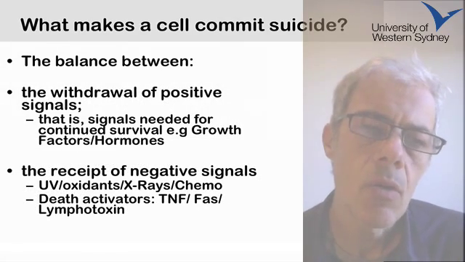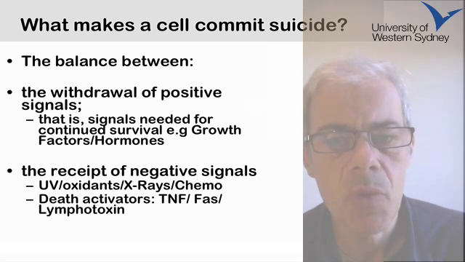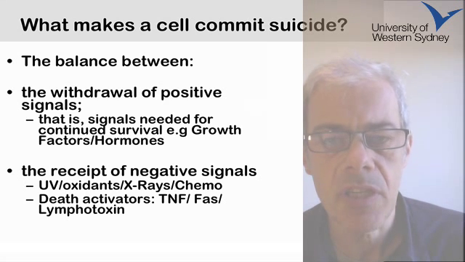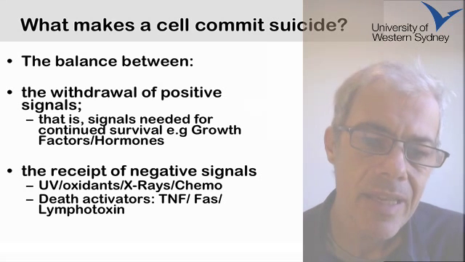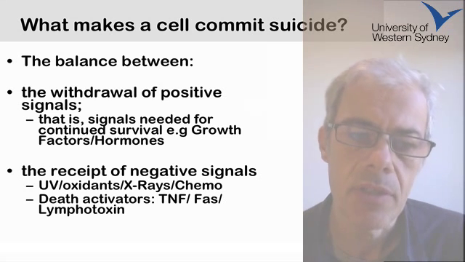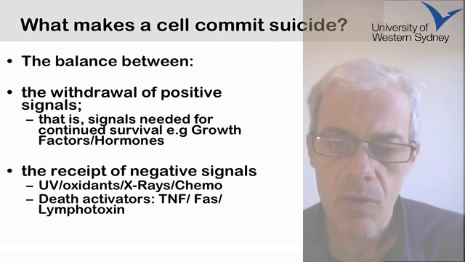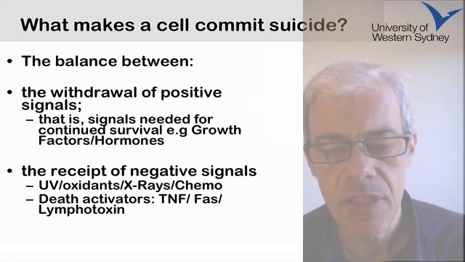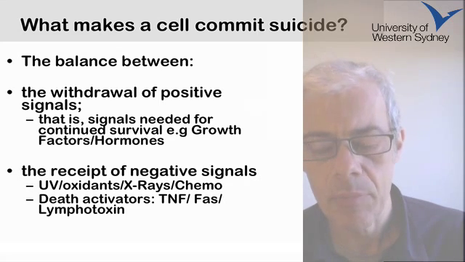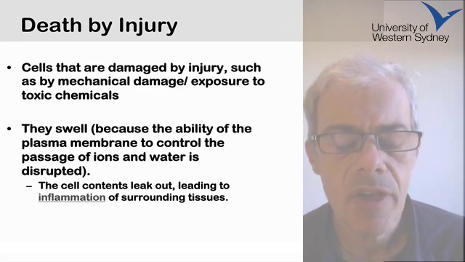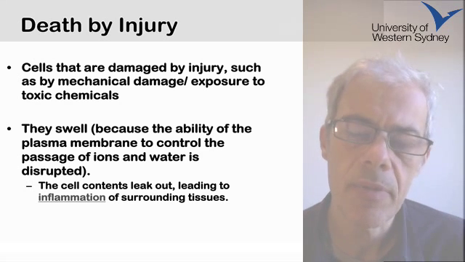So the question is, what are the factors that trigger apoptosis? Effectively, it's a balance between positive signals which encourage cell growth, such as hormones and growth factors, and negative signals which trigger apoptosis, such as cell damage by ultraviolet radiation, oxidants, and internal signals as part of development, which also trigger apoptosis.